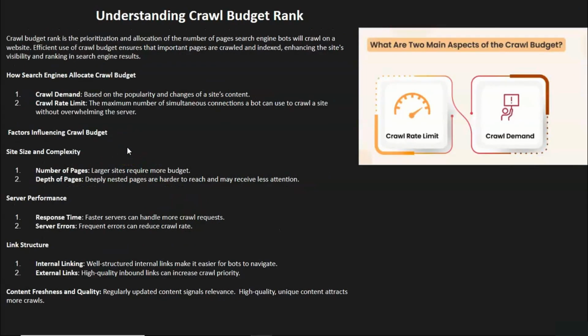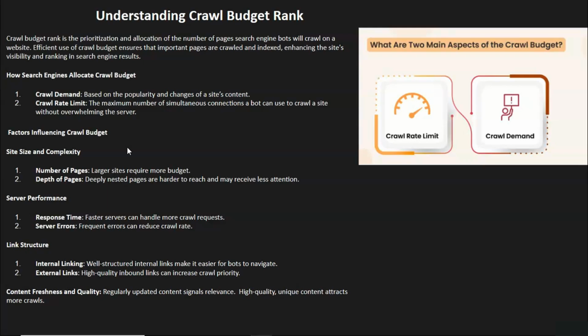But there is a related concept called crawl budget rank. Basically, all websites have a crawl budget allocation because crawl resources are not infinite. So search engines assign a crawl budget rank to websites, and that rank is indicative of the prioritization and the allocation of crawler resources, indexing resources to that website. So there is a method to the allocation of crawl budgets.